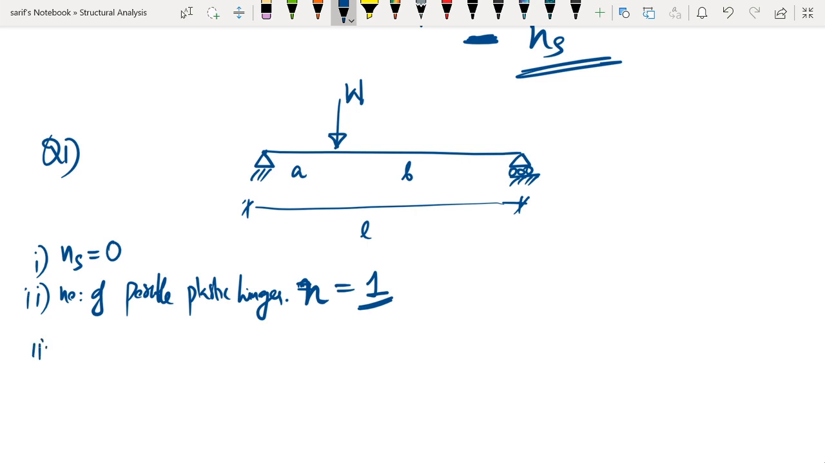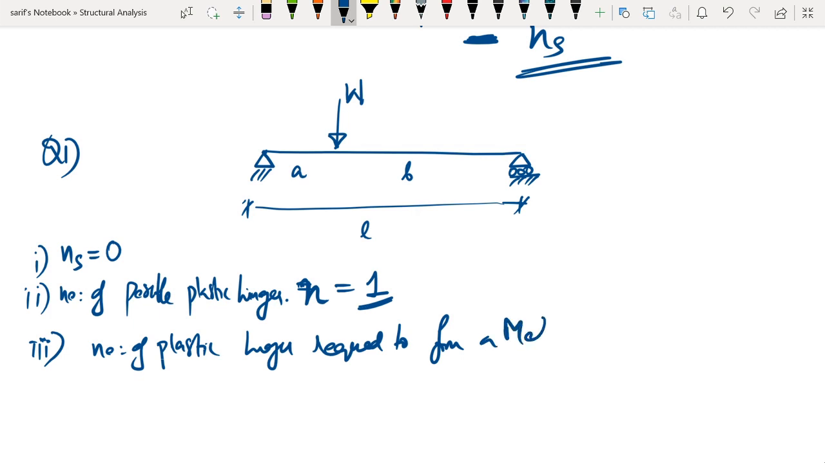Third thing is we need to find the number of plastic hinges required to form a mechanism, that is nothing but Ns plus 1. So we have 0 plus 1 equals 1. So if one plastic hinge is formed, then the mechanism will be formed.